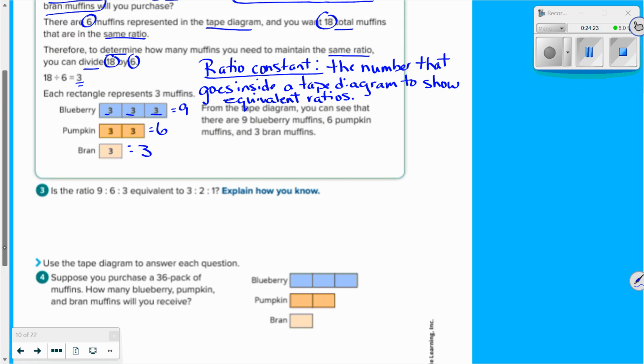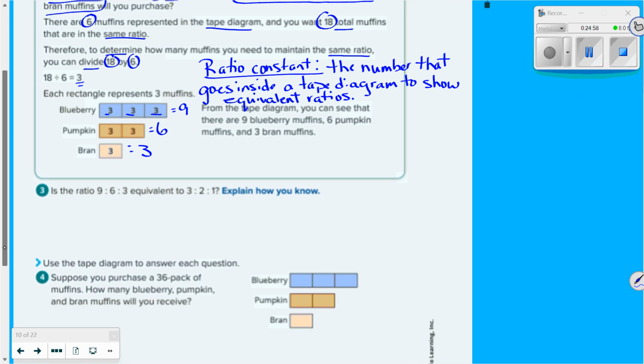So if I said there were 18 pumpkin muffins in the packages, I would divide it by 2. My ratio constant would now be 9. What if I said there are 12 blueberry muffins total? What's my ratio constant? 36. No. 12 blueberries. How many boxes are there for blueberries? 3. So that means my ratio constant would be 12 divided by 3 is 4. You have a ratio constant of 4.